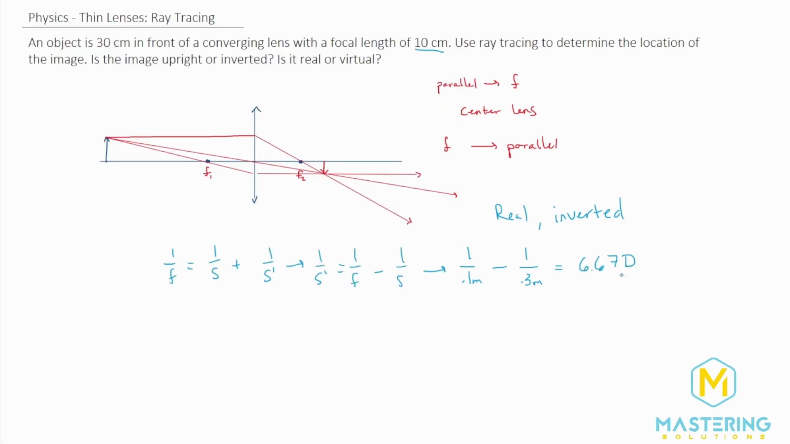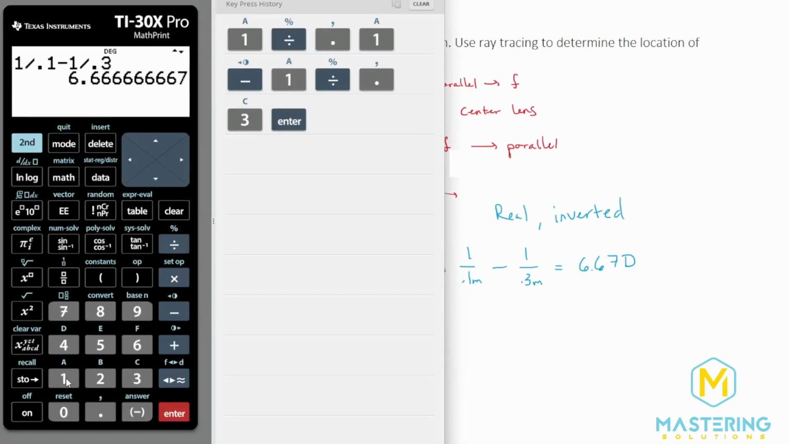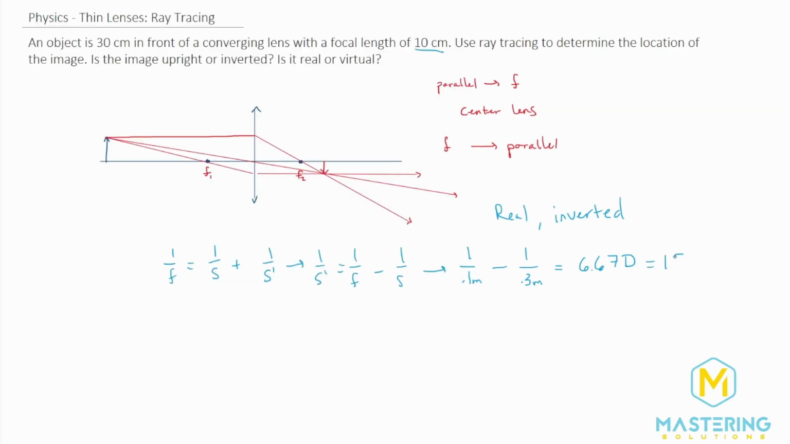But to get the distance here, we need to take the inverse of this, and that will give it to us in meters. So 1 divided by the answer gives us 0.15 meters, or 15 centimeters. So our image distance is 15 centimeters away from the lens. It's real and it's inverted.